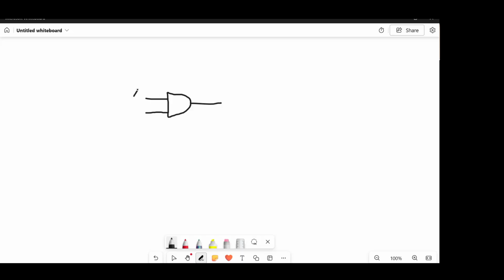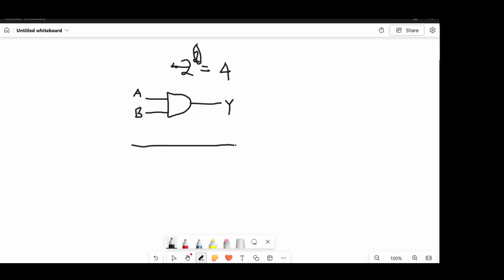So if this is A and this is B, and this is the output Y, because it's a 2-input binary device, a logic device, we can get 4 possible combinations at the input. So this is basically 2 raised to the power 2. The base 2 stands for the fact that it is binary, and the exponent 2 stands for the fact that we have 2 bits at the input. So this will give us 4 possible combinations.